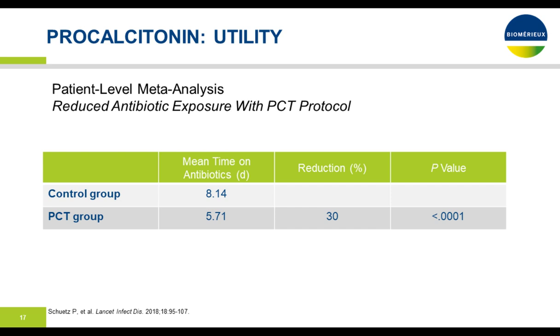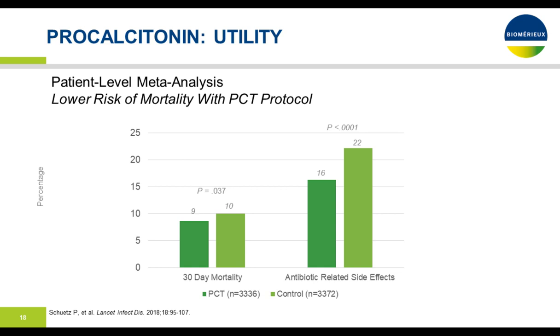So his results were significant from a statistical standpoint. He showed a 30% reduction in mean time on antibiotics in the procalcitonin-guided group. And that GRADE quality of evidence was very high. He also looked at 30-day mortality, which was the other primary outcome, and there was a decrease in the procalcitonin group. That was also a GRADE quality of evidence of high.